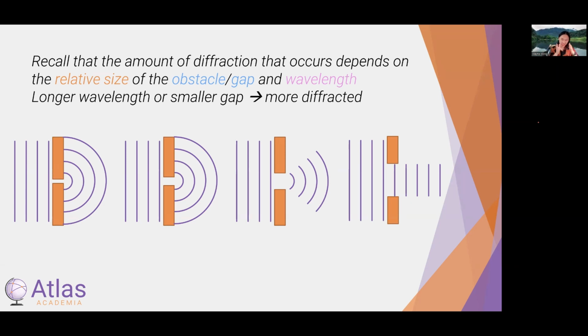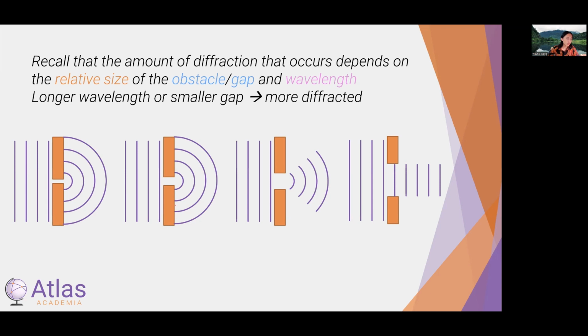Diffraction is the bending and spreading of waves around obstacles and through gaps. That is true for all waves. So light waves, sound waves, water waves, all of them do it. In this context, of course, we're going to ultimately apply it to light waves. And critically, the amount of diffraction that occurs depends on the relative size of the obstacle and gap with the wavelength. The longer the wavelength we have, or the smaller the gap we have, the more diffraction that we see.